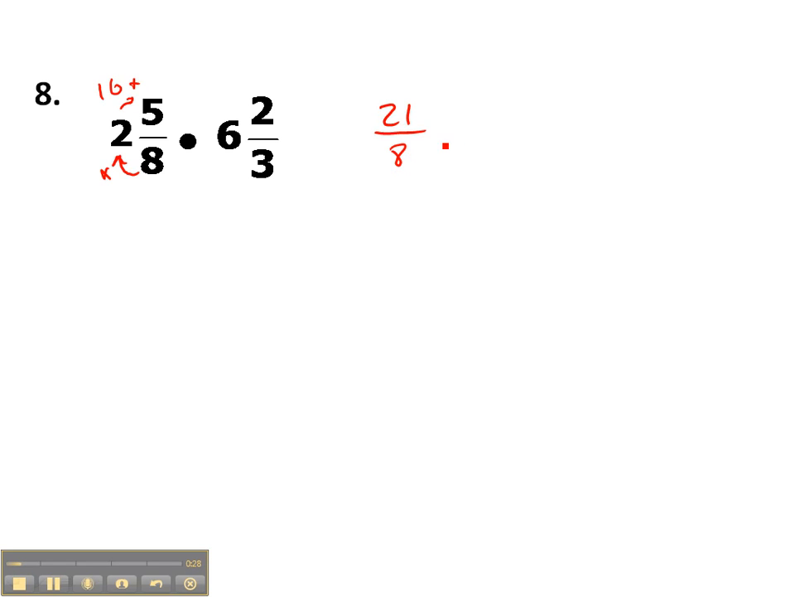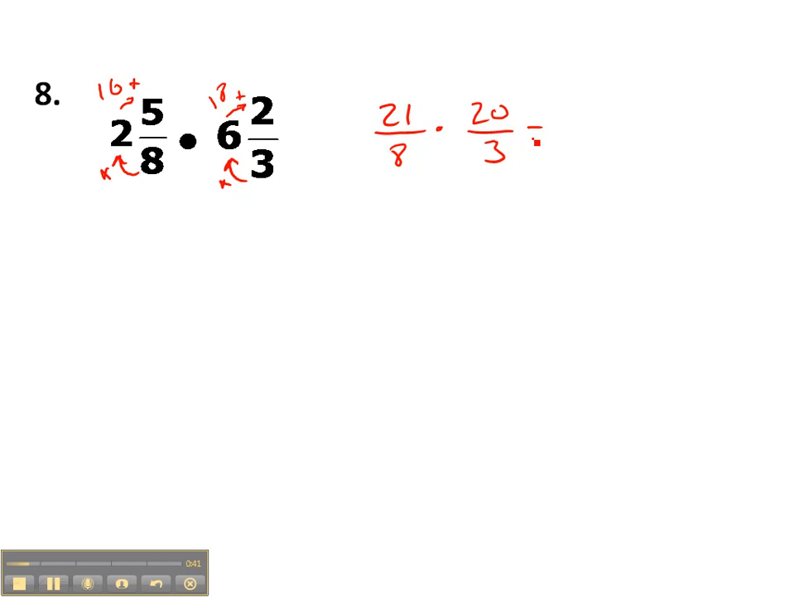I'm going to do number 8 first. There are two ways to do these problems. First of all, we have to make these mixed numbers into improper fractions before we can do anything. And we do that this way. 8 times 2 is 16, and 16 plus 5 is 21. And our denominator is still 8. 3 times 6 is 18, plus 2 is 20 over 3.